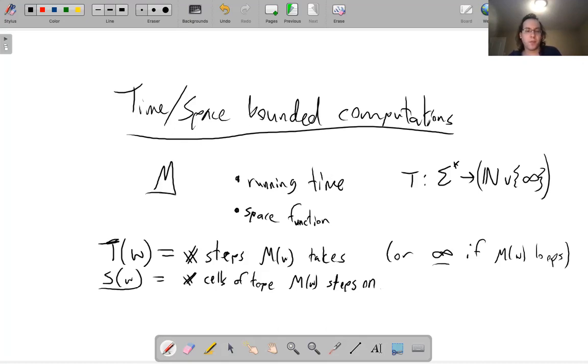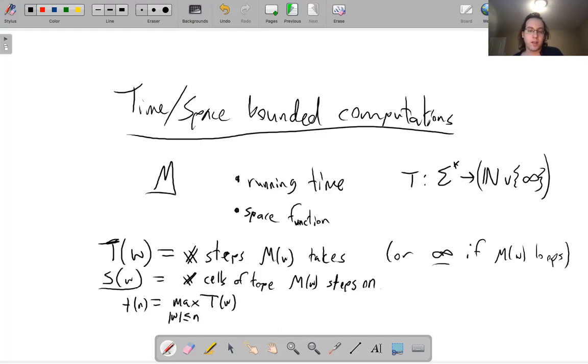But what we'll be interested in is how this time and space requirement of M grows asymptotically as the input gets larger. To do that, we have to convert from talking about specific inputs to talking about the input size. So what we'll do is we'll set little t of n to be the maximum of t of w over w such that |w| is at most n.